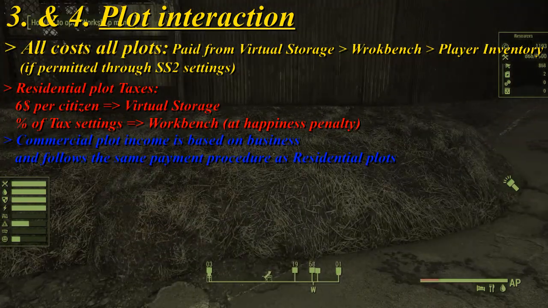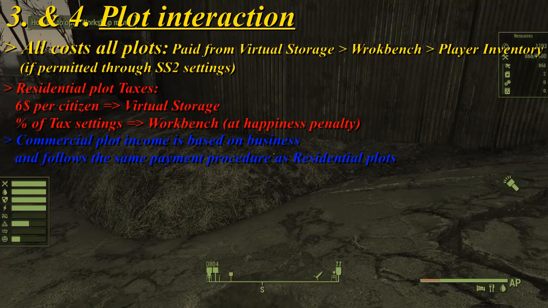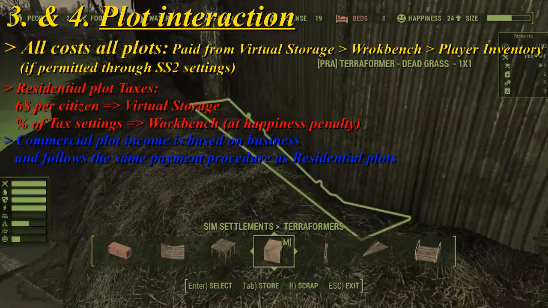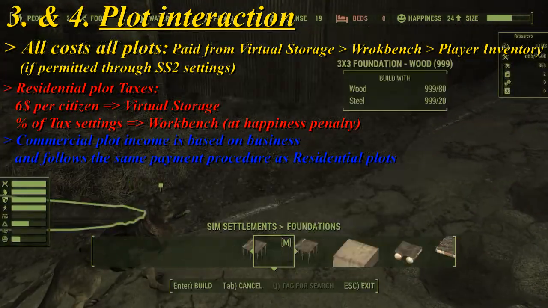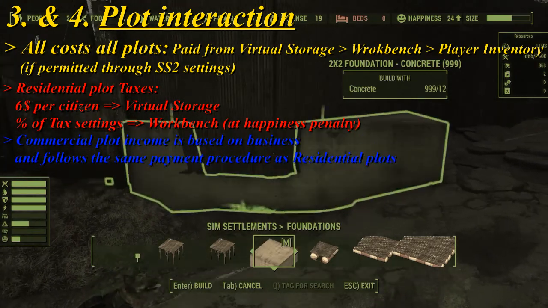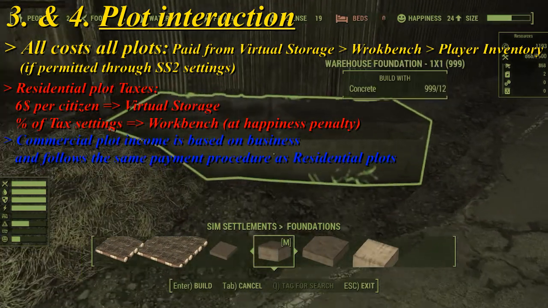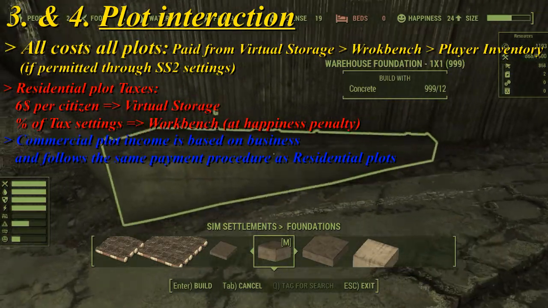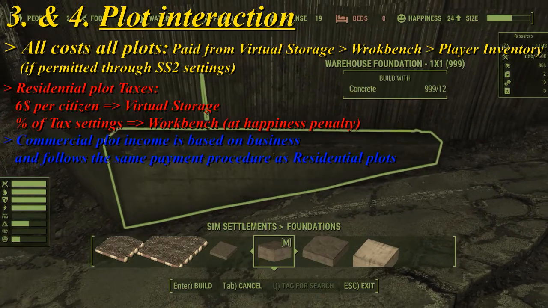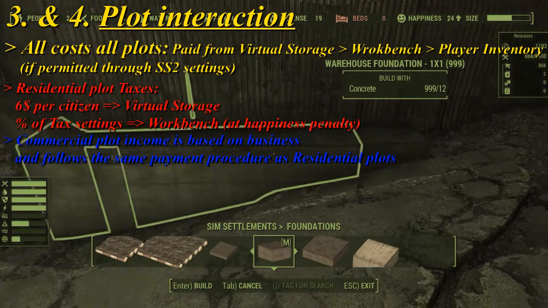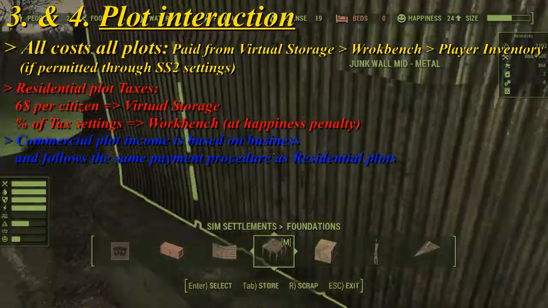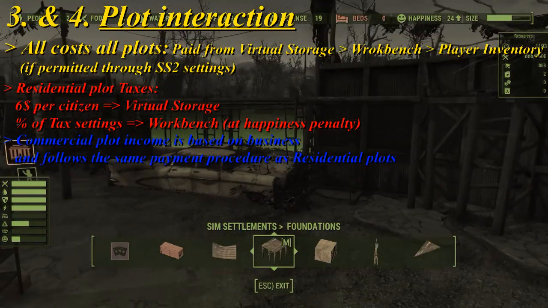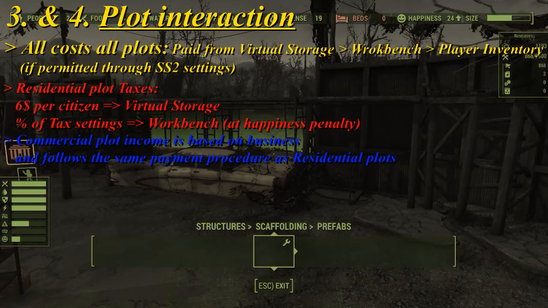Entertainment plots and municipal plots essentially work the same way. Recreational plots produce recreational value, so happiness, or they train people, which doesn't go anywhere, it just happens, and their upkeep cost comes out of the virtual storage. Municipal plots produce services, power, and water, which goes into your settlement, and their upkeep cost is paid out of the virtual storage. So those are pretty straightforward. And the same is true for martial plots, of course. They produce protection, and their upkeep cost comes out of the virtual storage, just like all the other plots.